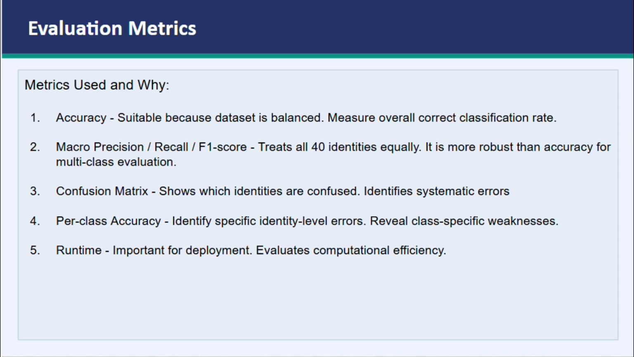Okay, next we'll be talking about the metrics used and why. Firstly, we used accuracy since each identity has equal representation, making overall correctness a meaningful measure. Next, we use macro precision, recall, and F1 score. This macro averaging ensures that each identity contributes equally to the final score. So it is important in a multi-class setting. Moreover, we use confusion matrix and per class accuracy, which helps identify specific identities that are misclassified. And finally, we measured training and inference time as computational efficiency is critical for real-world deployment.